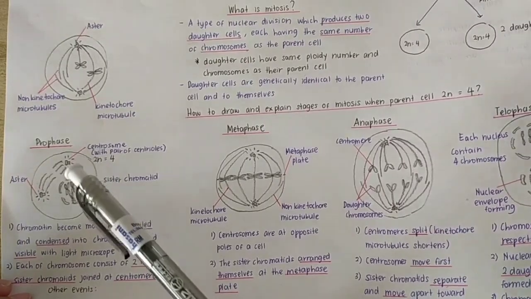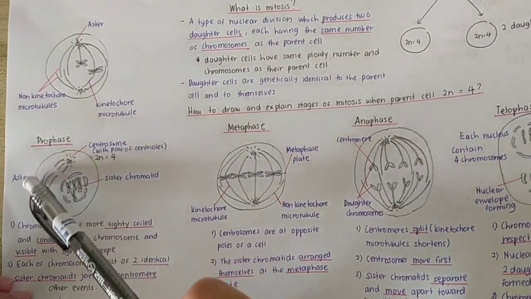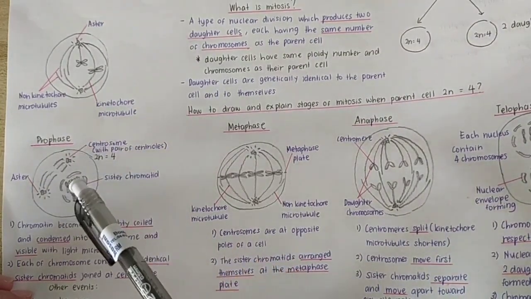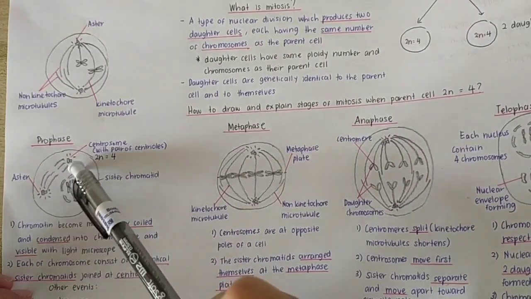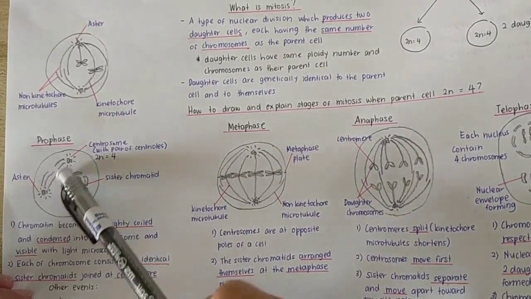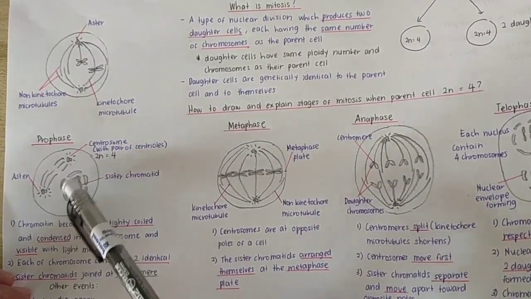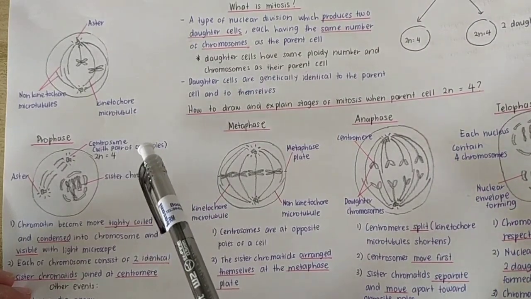So we look at prophase first. How to draw? This is the structure of the animal cell. For prophase, firstly, you have to draw four chromosomes inside of the nucleus, inside of the nuclear envelope here. So awak kena lukis empat lah, 1, 2, 3, 4, because based on the question, dia mention 2N equal to 4.